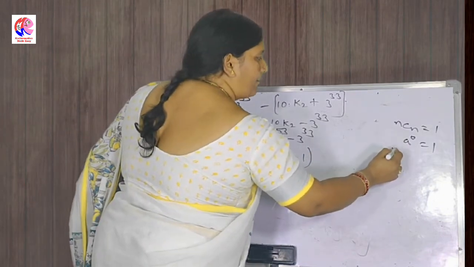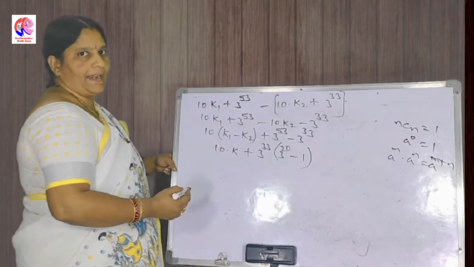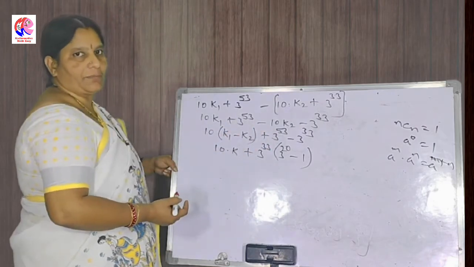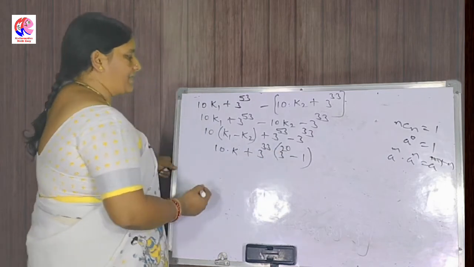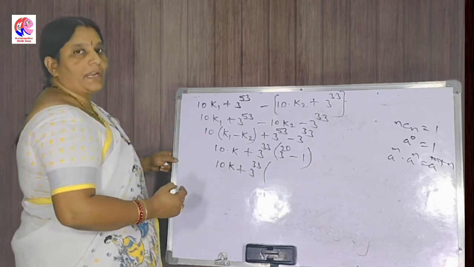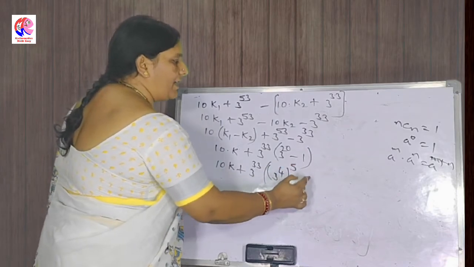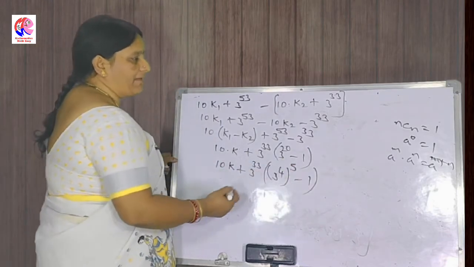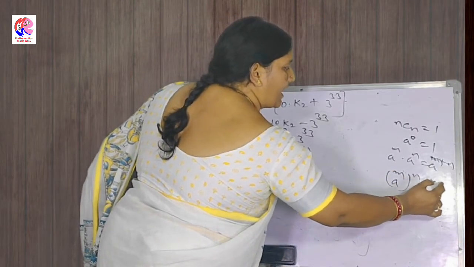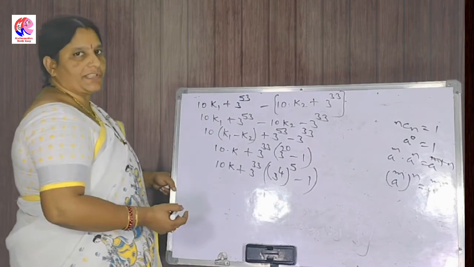See, it is 3 to the power of 33 into 3 to the power of 20. It is like a power m into a power n, which is equal to a to the power of m plus n. If we apply that formula, this becomes 3 to the power of 33 plus 20, which is equal to 3 to the power of 53, minus the last term 1. Now it is 10k plus 3 to the power of 33 into 3 power 20, which can be written as (3 power 4) whole to the power of 5 minus 1. It is (a power m) whole power n, which is equal to a to the power of m into n. So it becomes 3 to the power of 4 into 5, which is equal to 20.